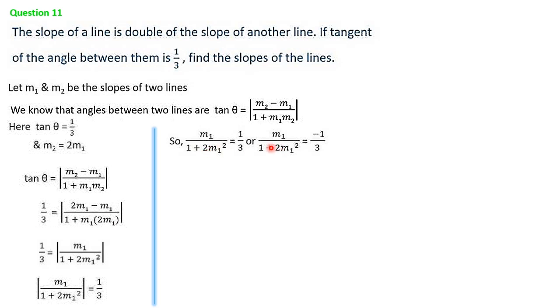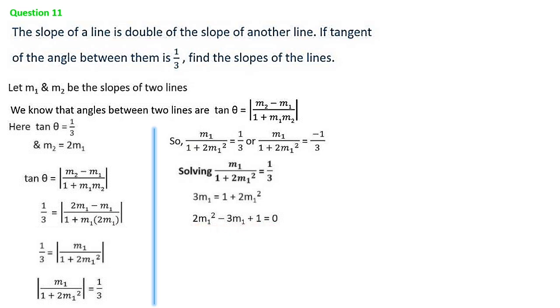Then we have to solve these two statements and find the values of m1 and m2. That is our aim. Solving the first part, m1 by 1 plus 2 m1 square equal to 1 by 3. Cross multiply: 3 into m1 is 3 m1, and 1 into 1 plus 2 m1 square is 1 plus 2 m1 square. This is a quadratic equation in terms of m1. Bringing 3 m1 to the right side, we get 2 m1 square minus 3 m1 plus 1 equal to 0. We can solve this by splitting the middle term.